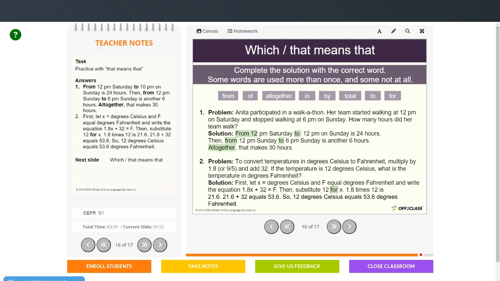1.8 times 12 is 21.6. 21.6 plus 32 equals 53.6. So 12 degrees Celsius equals 53.6 degrees Fahrenheit.